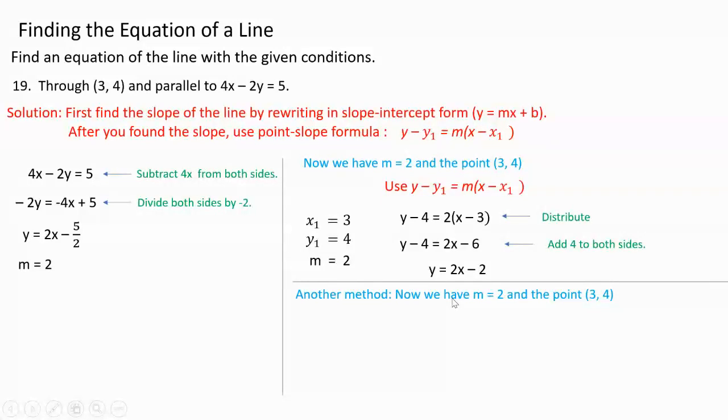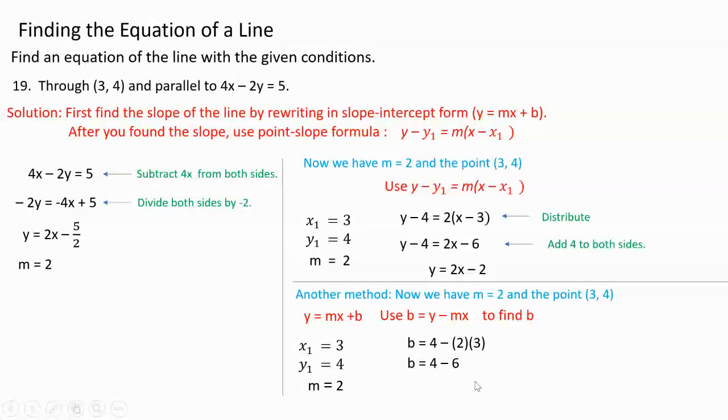Now, I have another method to show students. Okay? Instead of using the point-slope formula, we can use another formula to find my b, because I already have my m, right? I already have my m, I need to find my b. So we're going to use b equals y minus mx to find b. So this is my x1, y1. So my y is 4, and my x is 3, and my m is 2. Plug them in there. So 4 minus 6 will give us negative 2.